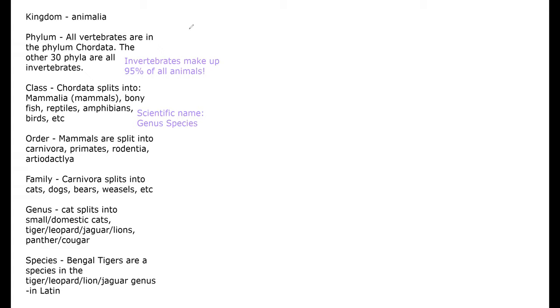So we are going back to our notes. And like I said, we've got our classification levels. And 95% of animals are invertebrates. We know our scientific name is the genus and the species. And now we are actually going to be able to get into our awesome phyla, right? So we're going to start learning about our really cool phyla, our lovely invertebrates, and I'm going to start with blue letters.